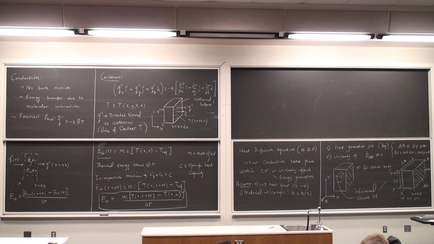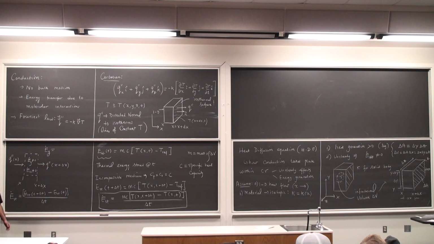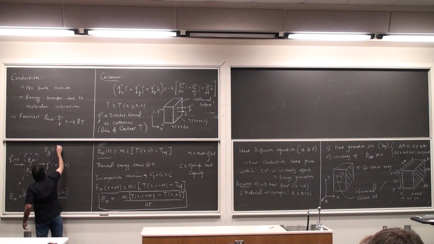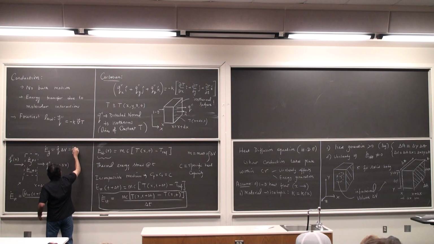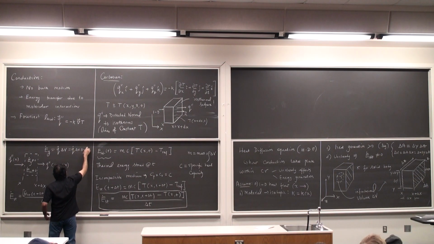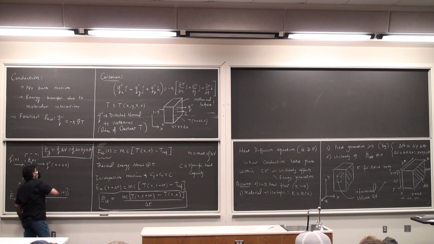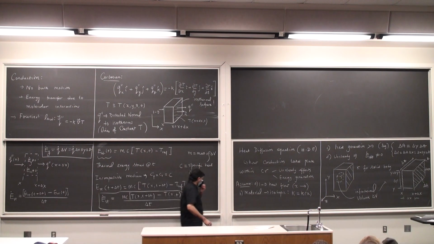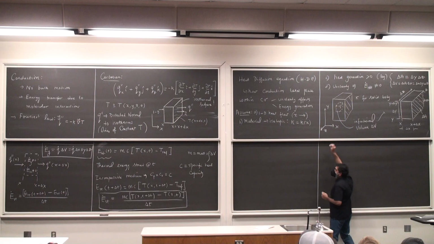By the same token, the energy generated. We looked at this special term last time, the volumetric energy generation, so little q dot times delta V, which is q dot times delta X, delta Y, delta Z. Alright, so we have all these things. We're almost there.